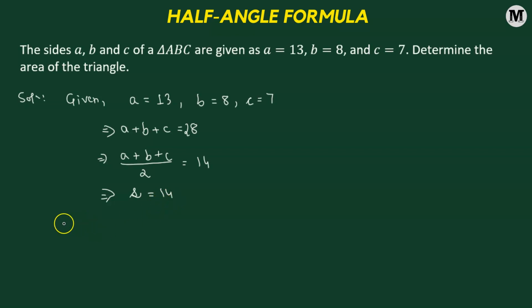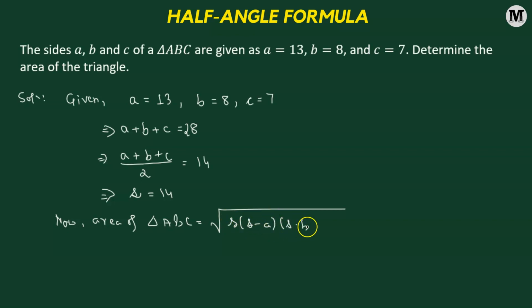Now using this, we can find out the area of the triangle. Now the area of a triangle can be obtained by using Heron's formula. The area of triangle ABC, the Heron's formula, is given by the square root, and underneath the square root we have S multiplied by S minus A times S minus B times S minus C.